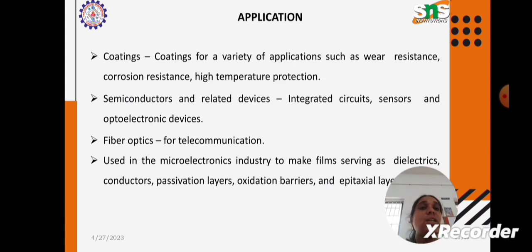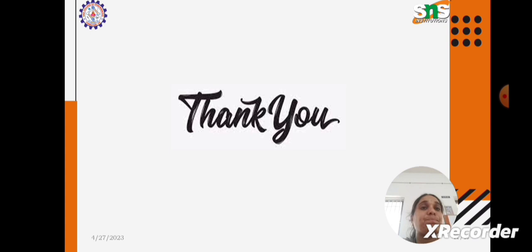Applications: coatings for a variety of applications such as wear resistance, corrosion resistance, high temperature protection, semiconductors and related devices, integrated circuits, sensors, optoelectronic devices, and fiber optics for telecommunication. It is used in the microelectronic industries to make films for dielectric conductors, passivation layers, barriers, and many other layers.